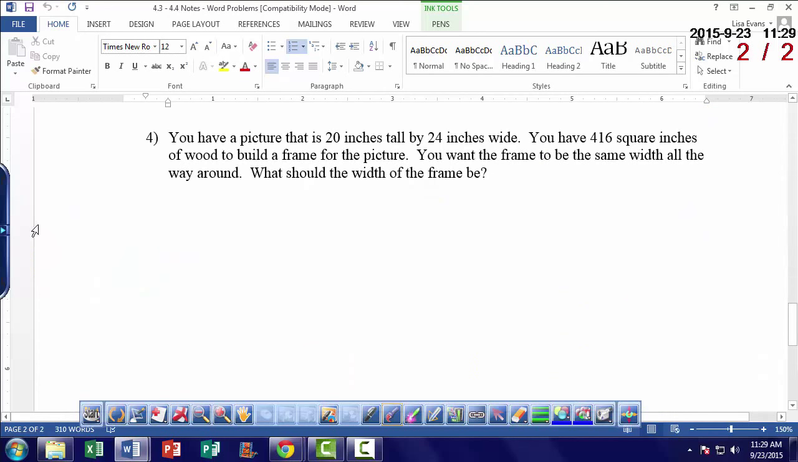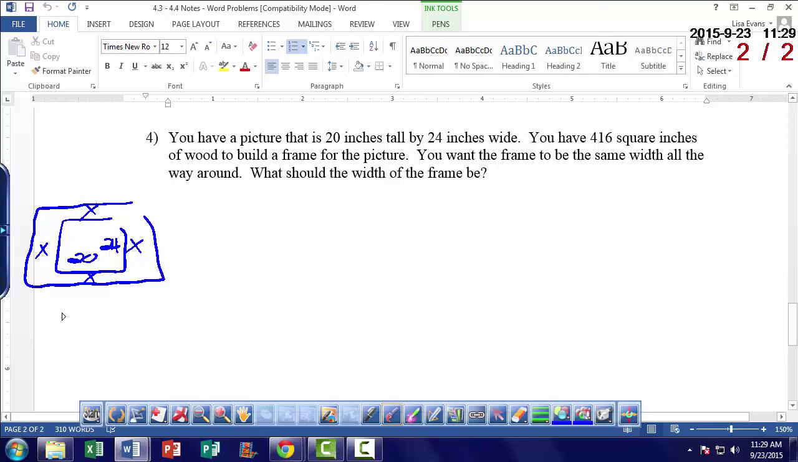You have a picture that is 20 by 24. You have 416 square inches of wood to make a frame. We don't know what the width is going to be, but we know it's going to be the same distance all the way around. So our new dimensions are going to be 20 plus 2x and 24 plus 2x. Big mistake students make is they forget the 2. But I want you to realize we're adding x plus 20 plus x. That goes all the way across. So you need the 2x.